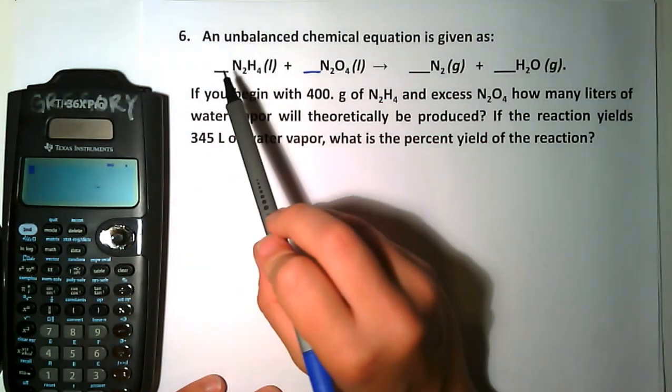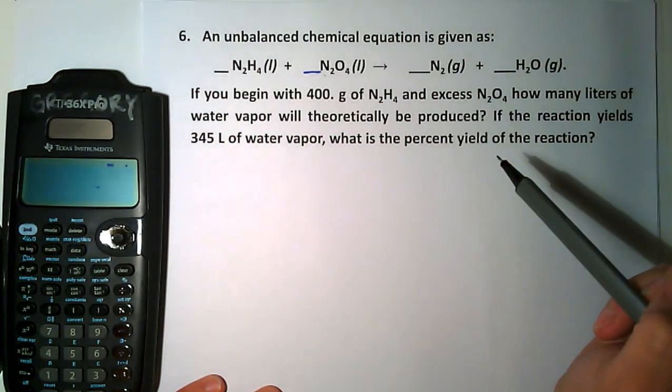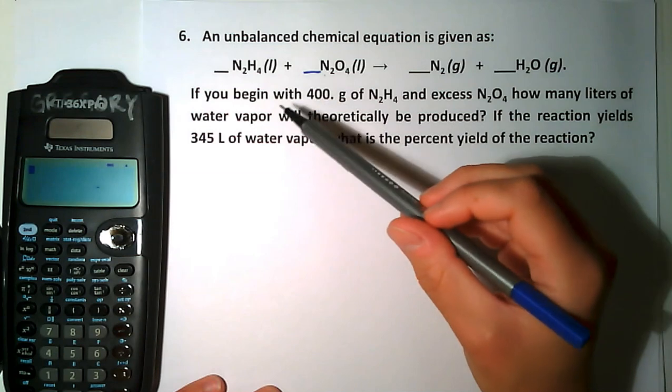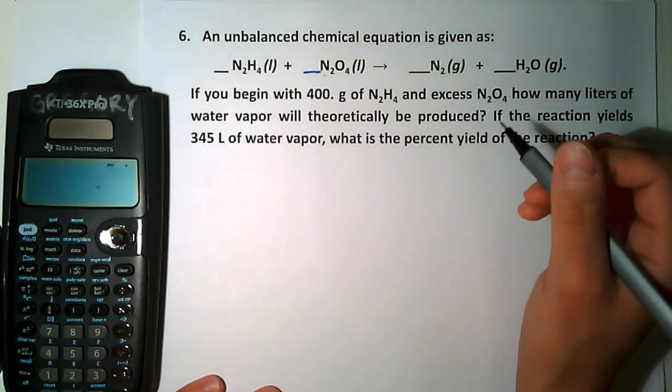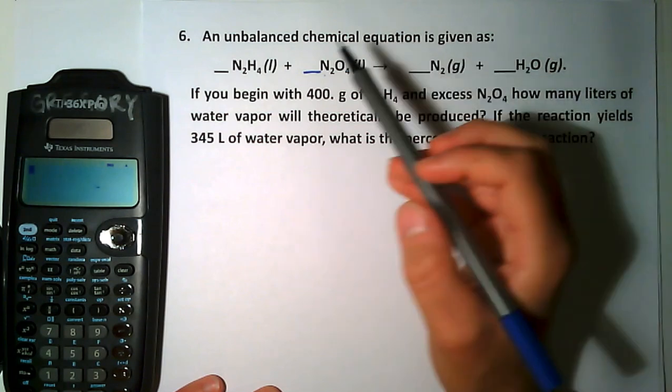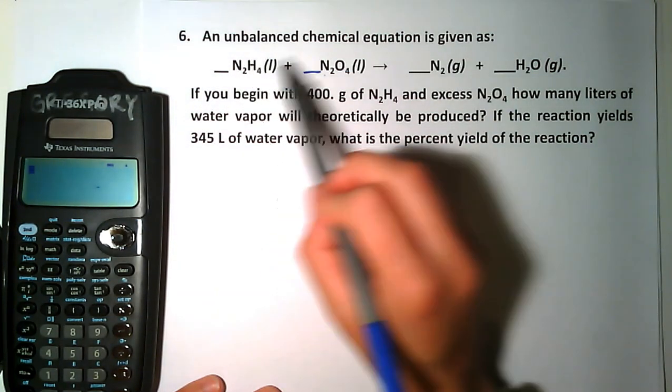So I notice I have nitrogen in 3 places in this equation. So I'm going to leave nitrogen to be balanced last. So I'm going to start with either hydrogen or oxygen. So hydrogen, I notice I have 4 over here and only 2 over here.